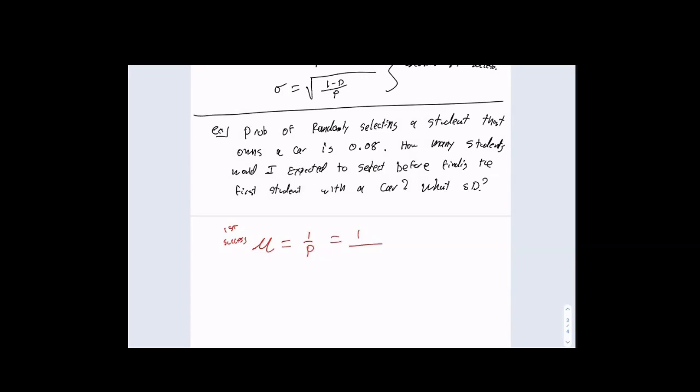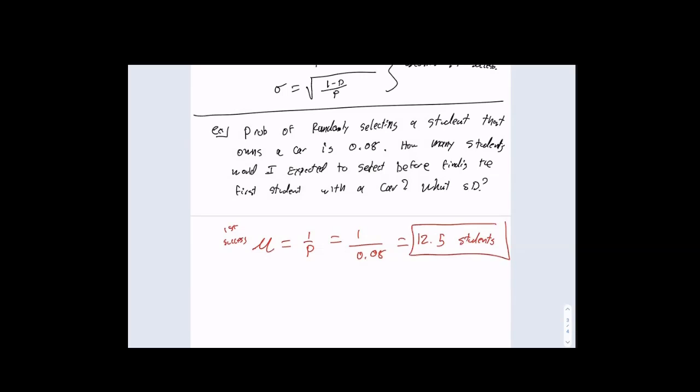And so it's 1 divided by 0.08, which gives me, what is that? 12.5. 12.5 what? What are the units? Students. Yes.